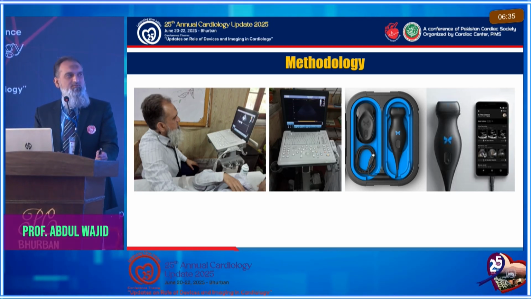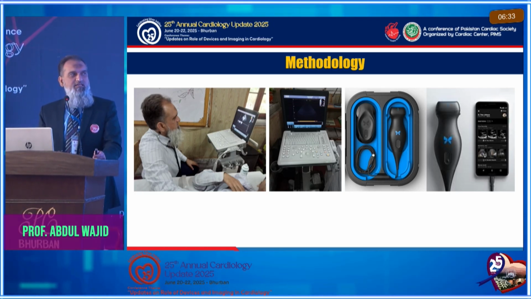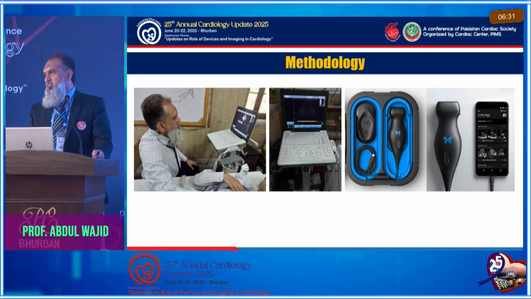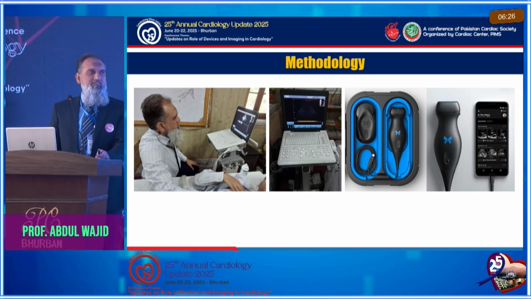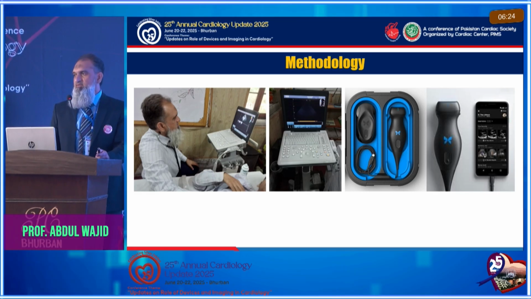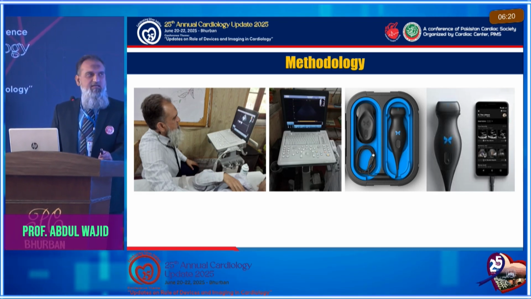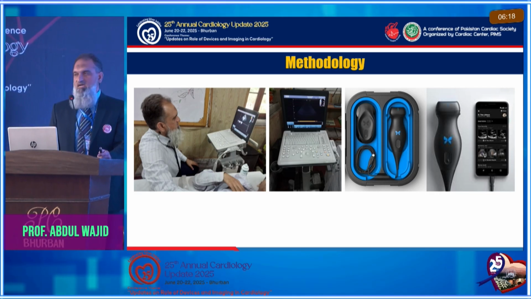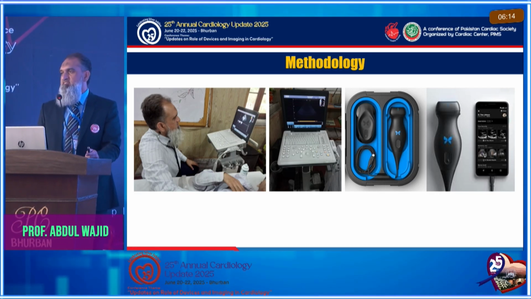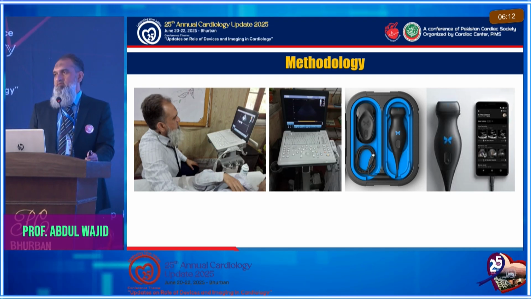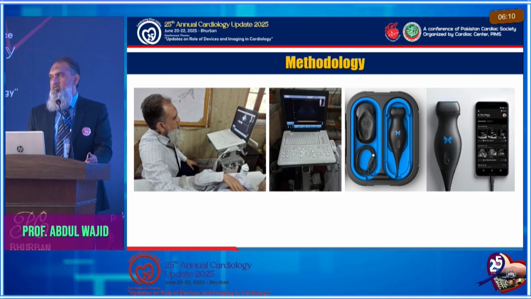We use Butterfly probes and this Canon machine. Mainly I do the echoes on the Canon machine. More than 90% of echoes have been done on the main machine, and only 10% with the Butterfly, because Butterfly lacks resolution, it lacks color Doppler, and it has problems in a child's chest, because children have smaller intercostal spaces. It is a bulky probe, so images are not of the quality which I want.